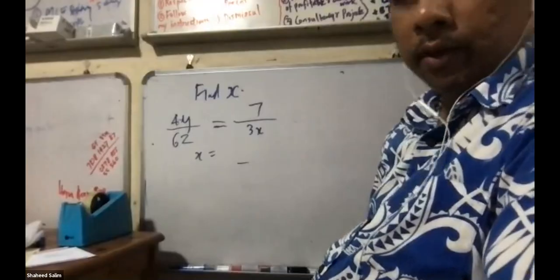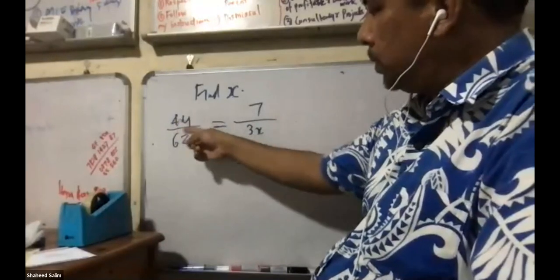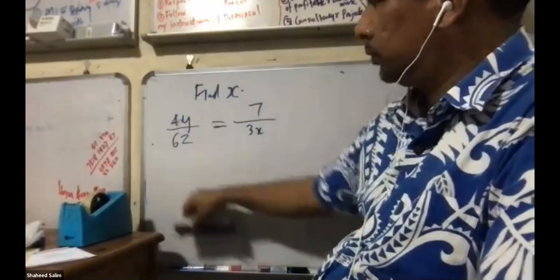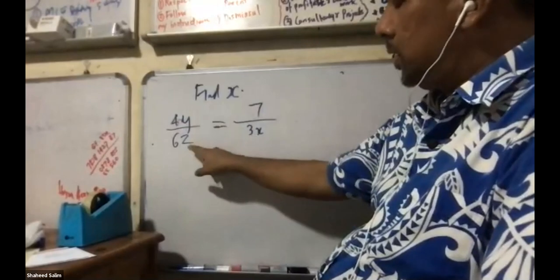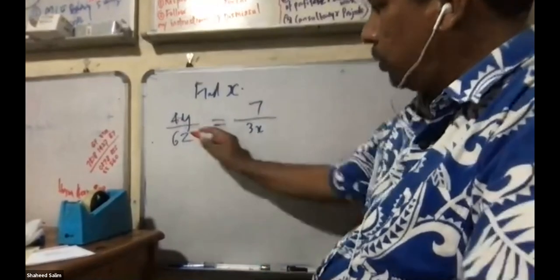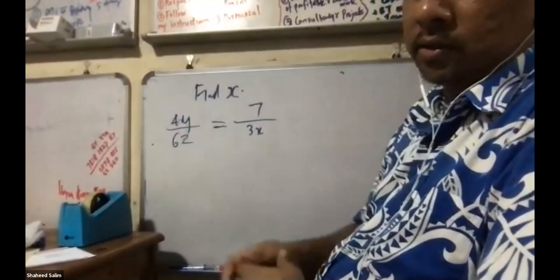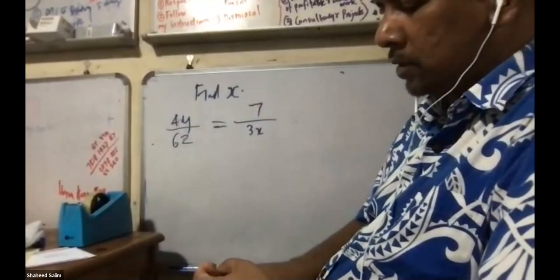Okay, Shafi'i, are you there? Shafi'i, we also want to find what is x on here. From here, we need to have it in this form. What is x? X equals to what? It's 4y over 6z equals to 7 over 3x. Can you find what x is?